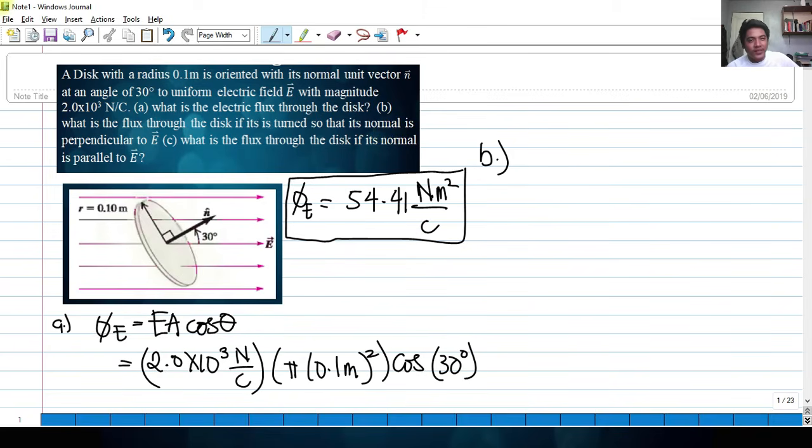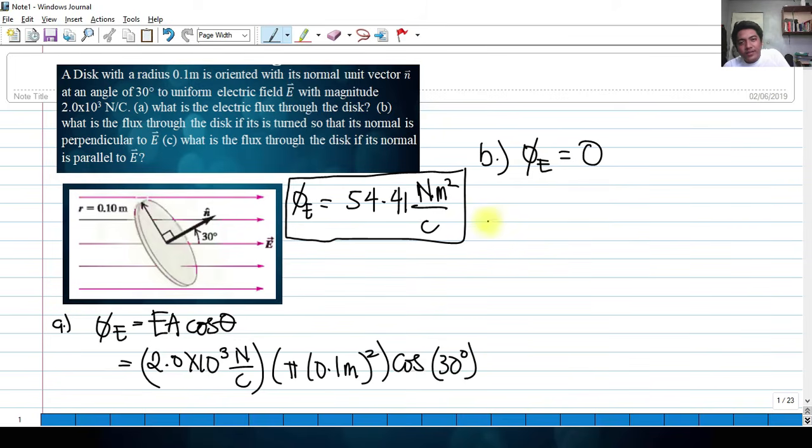What do you think is the answer? If the electric field is perpendicular to the normal vector, then we have a theta of 90, and cosine 90 is simply 0. So our electric flux should be 0. If the theta is 90, cosine 90 will be 0. So our answer for letter B is 0.